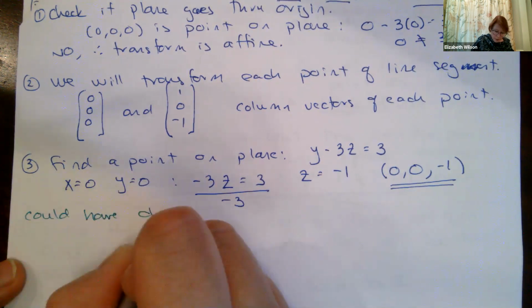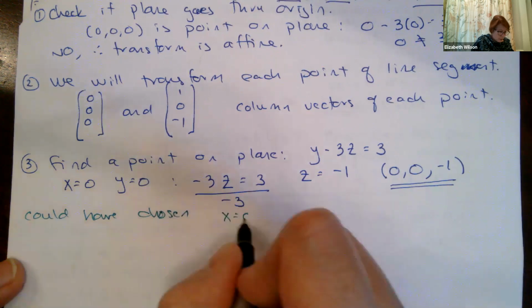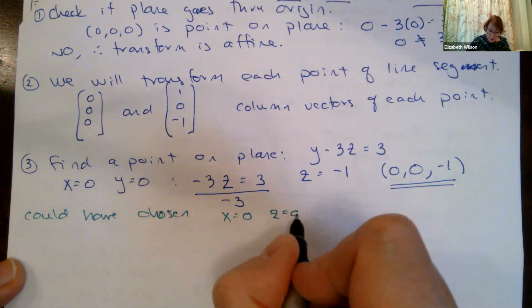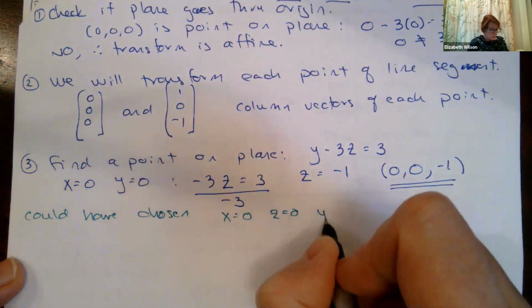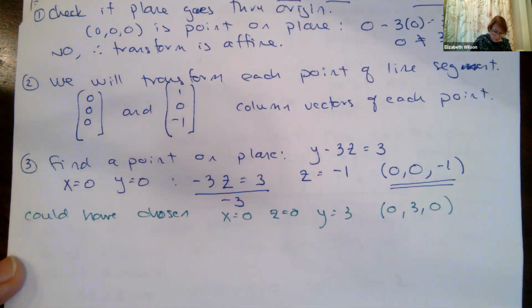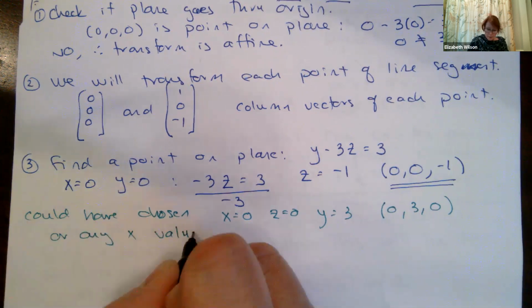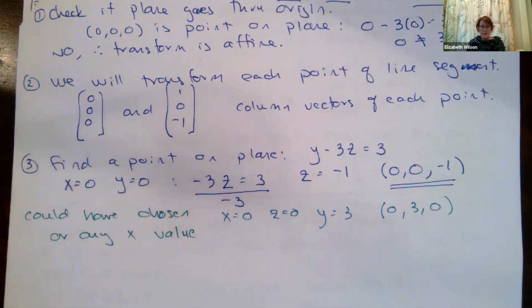Chosen x equals 0, z equals 0, and then y equals 3, right? It's going to look like that, 0, 3, 0. That would have been a point I could use, okay? Or any x value, right? Because x isn't included in this. Basically all possible x values will work here.